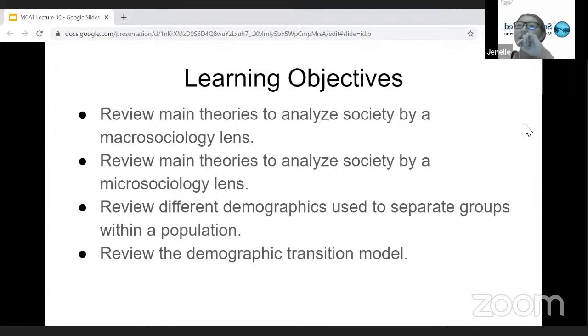So our main learning objectives today are to review the main theories that are used to analyze society by a macrosociology lens, also to review main theories to analyze society by a microsociology lens, to review the different demographics that are used to separate groups within a population, and to finally review the demographic transition model.